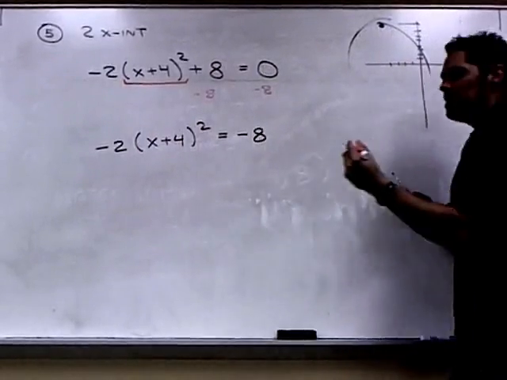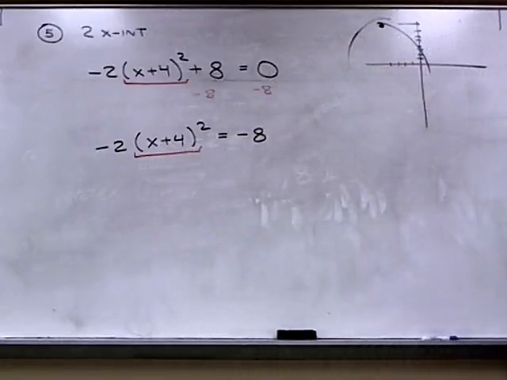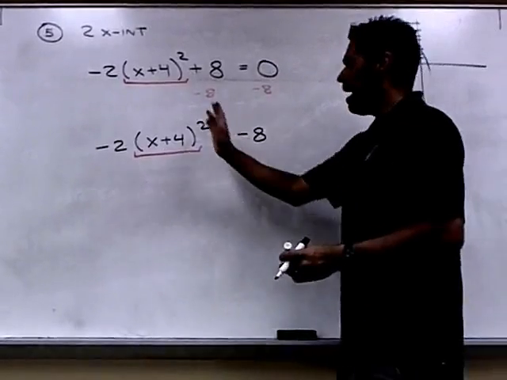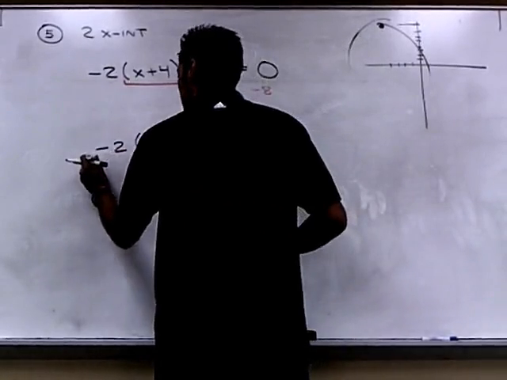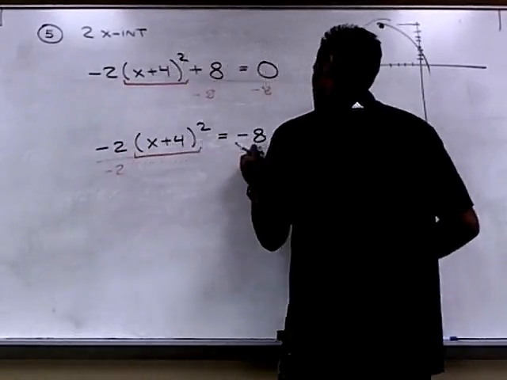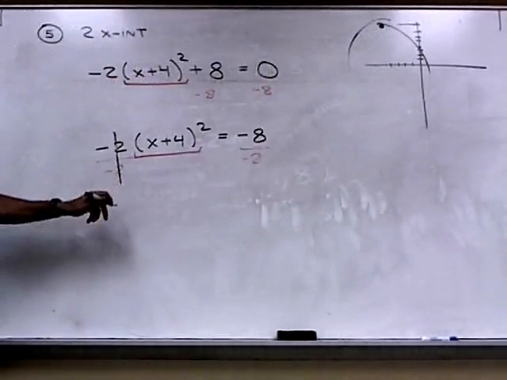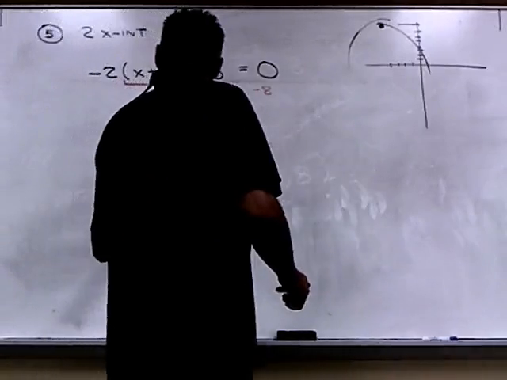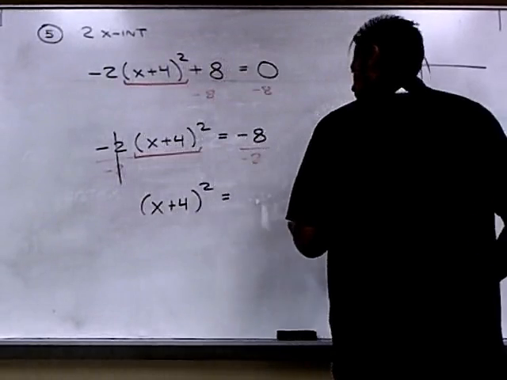Now remember, I'm trying to get this by itself. I need to get rid of the negative 2 out front. So what do I do to get rid of the negative 2? Divide by negative 2. Not add 2. This is multiplication. I need to undo multiplication. So I divide both sides by negative 2. And when I do that, I get what? The (x plus 4) squared over here equals 4.